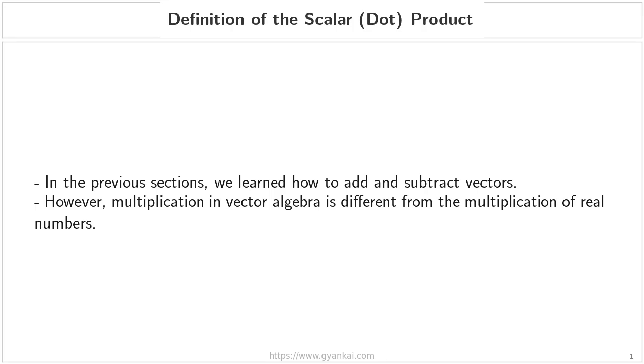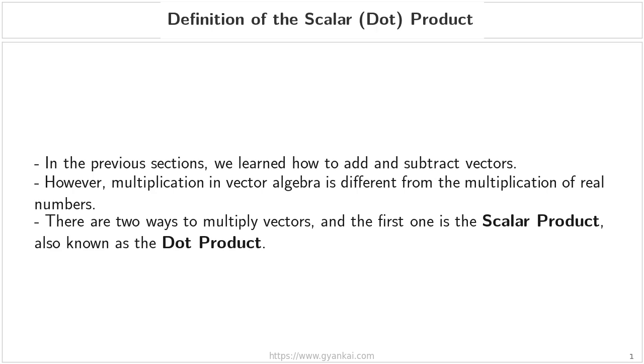Now, as we move forward, we encounter a new challenge. When we talk about multiplication in vector algebra, we must be careful. It is not quite as straightforward as the multiplication of real numbers that you are used to. In the world of vectors, multiplication isn't just one single operation. There are actually two distinct ways to multiply vectors. Today, we are going to introduce you to the first of these methods, the scalar product, which you will also frequently hear referred to as the dot product.